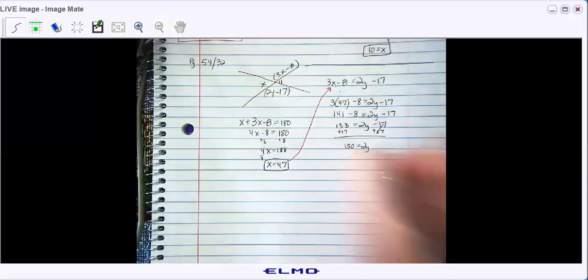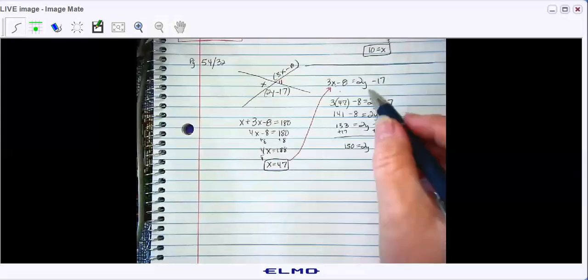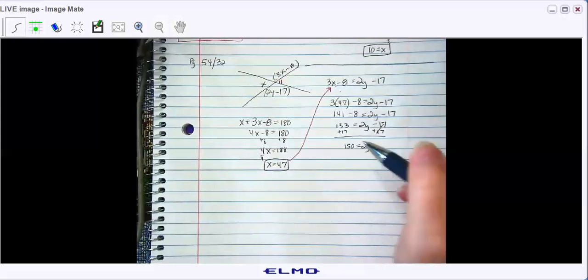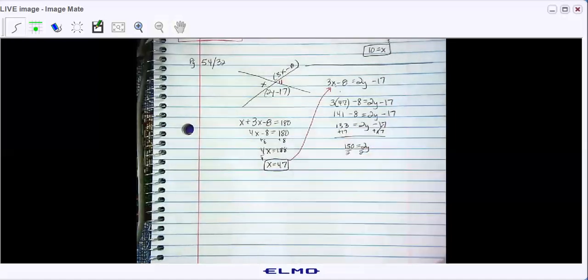This is why I spent a day to review solving equations, because of all of this. It's super important that we know how to properly solve an equation. Otherwise, you might know how to do the problem, but you can't get the answer because you can't solve the equation. Anyway, 75 equals y.